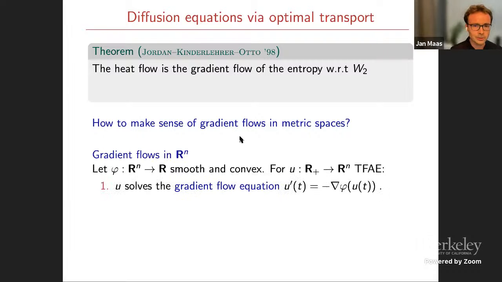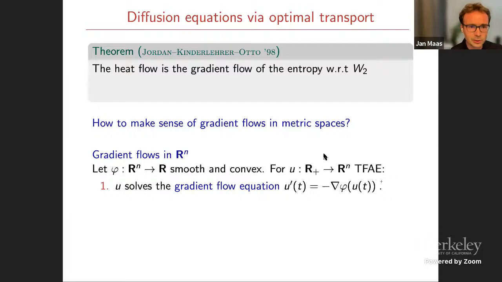And well, there are different ways to do it, but one of them I can explain in 3 lines on this slide. And to see what's going on, it's instructive to look at the simplest possible setting, namely gradient flows in Rn. So if I'm in Euclidean space, Rn, and if I have a smooth and convex functional, then there's actually a very, very nice description of gradient flows.